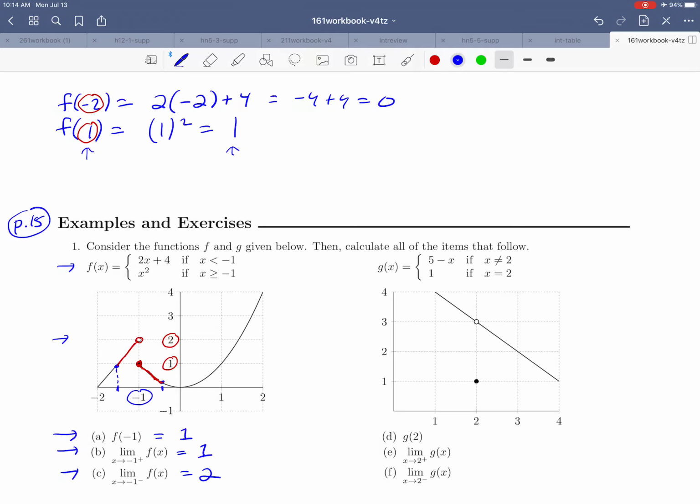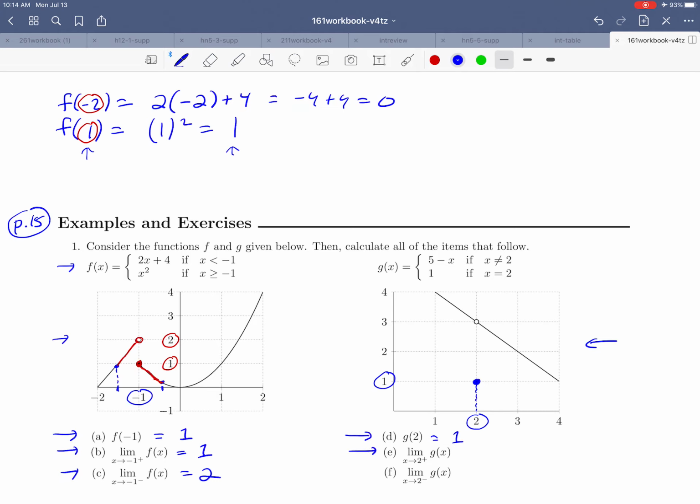And that takes care of f. Let's move over to the function g, whose graph is given here. First question is, what is g of 2? Well, here's the number 2, and they're just asking what's the y value that we get if we substitute 2 into our function. Well, we have a point right there whose y value is 1. And so that's the value of g.